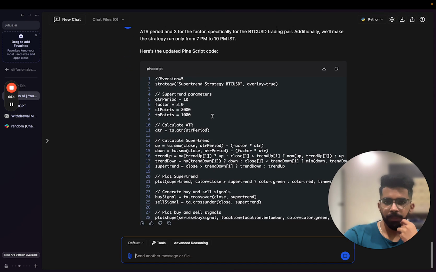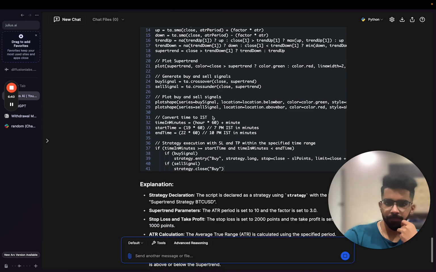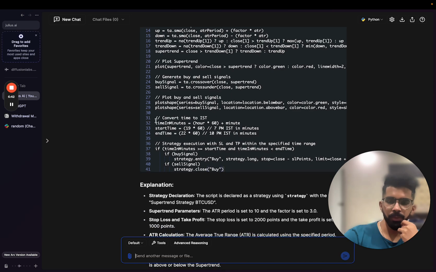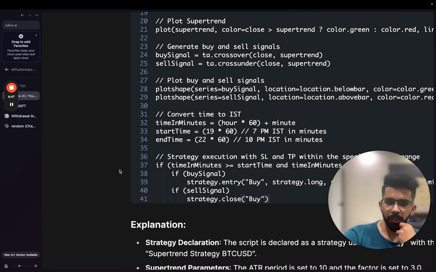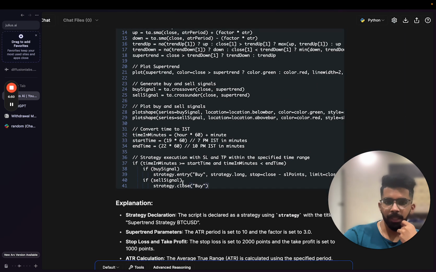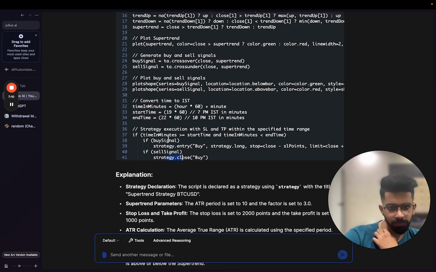So let's check where Julius has accounted for this fact. See, Julius has added this specific code block to account for the fact that this strategy has to execute at a certain time only. So Julius has defined a start time and an end time. Now if the current time is greater than the start time and it is less than the end time, only then the buy signal and the sell signals will be generated.